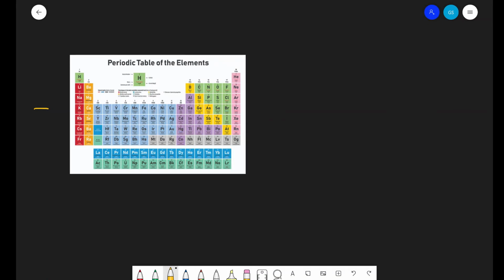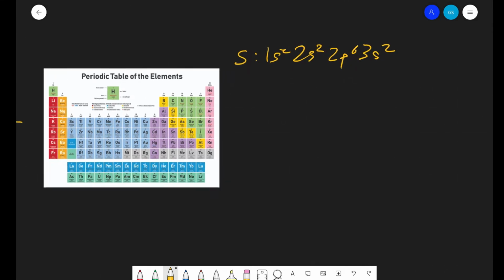Let's just do the electron configuration for sulfur real quick. Sulfur, okay, 1s2, 2s2, 2p6, 3s2, 3p4, right? Because 1, 2, 3, 4. Boom. Land on sulfur, right?